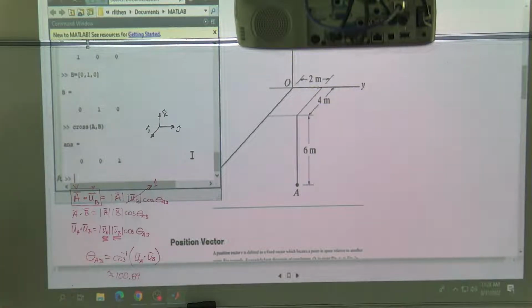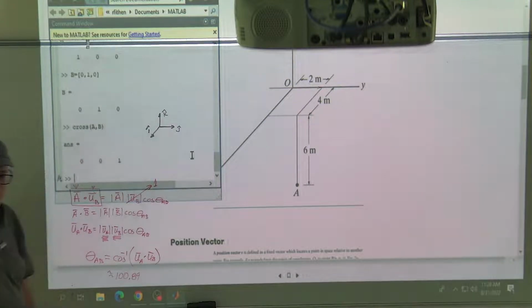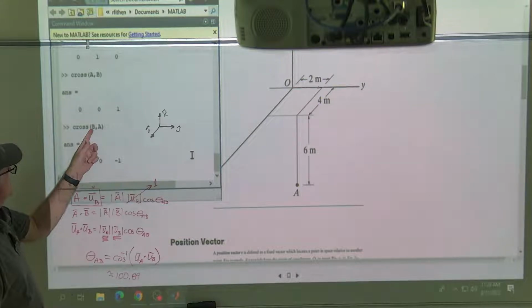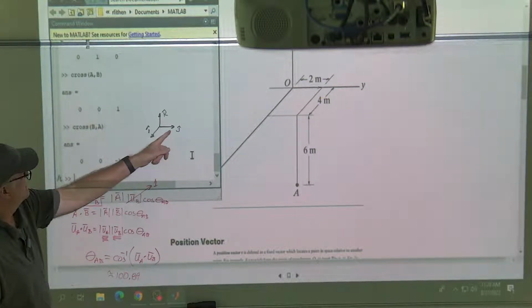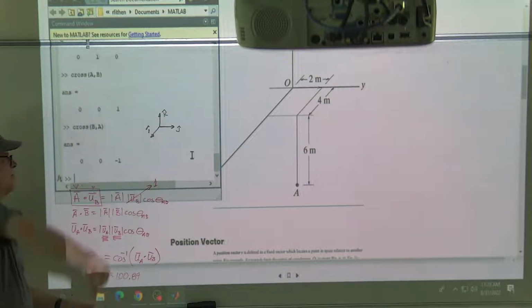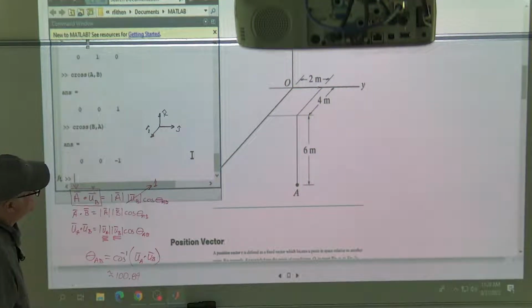What happens if I flip it? If I say I want the J crossed with the I, actually it becomes negative. So it says, if you're going to take B, which is that one, you're going to sweep it to A, which is that one. It's going to point away from K. It's going to point down K, but in the opposite direction. So that's the indication of a right-handed coordinate system.